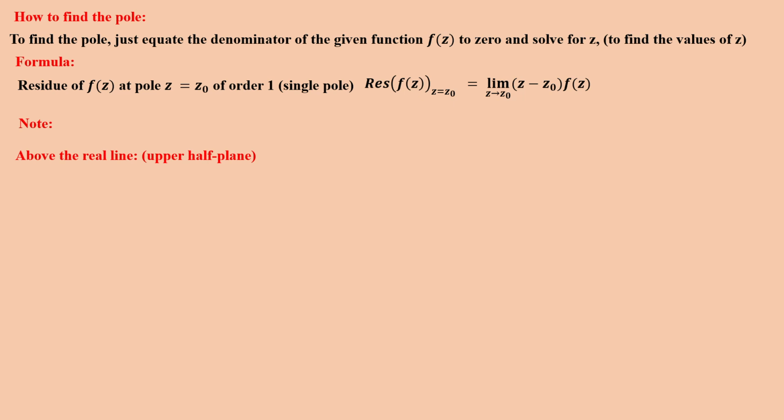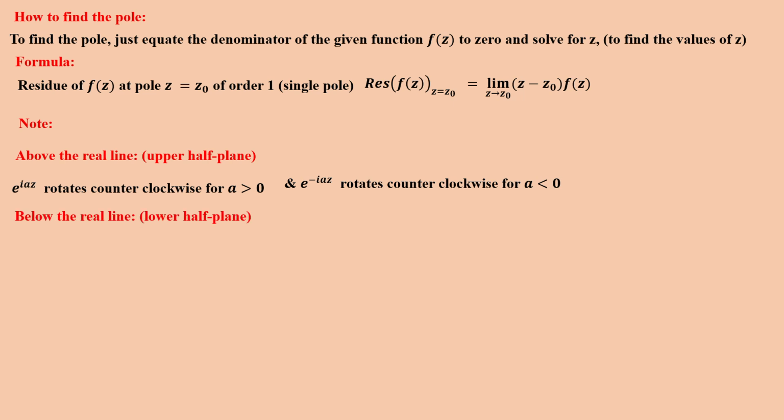Above the real line means the upper half of the plane, based on e^(iaz). e^(iaz) rotates counterclockwise for a greater than 0. Suppose you have e^(-iaz), if a is negative, negative into negative, you will get positive. So a is negative. Below the real line or lower half, e^(iaz) rotates clockwise, that is a less than 0. e^(-iaz) rotates clockwise if a is greater than 0.